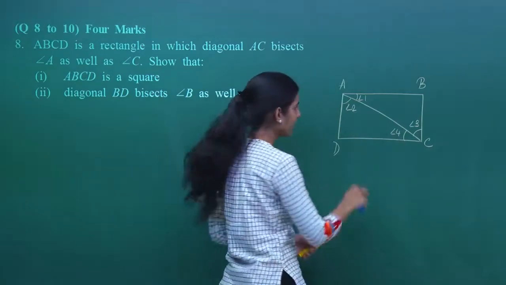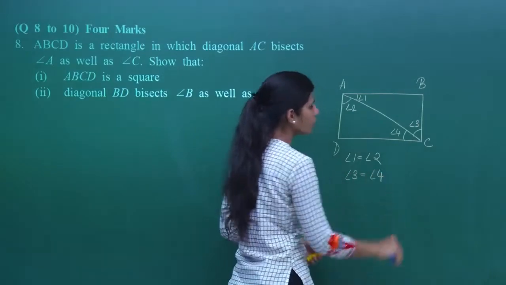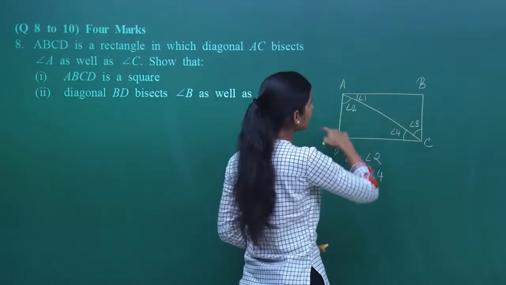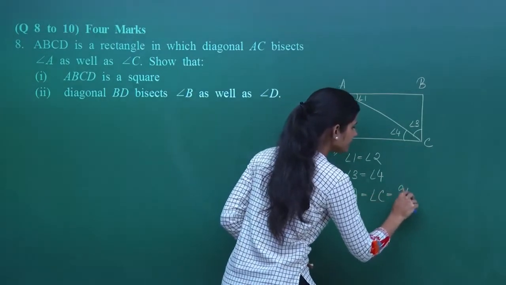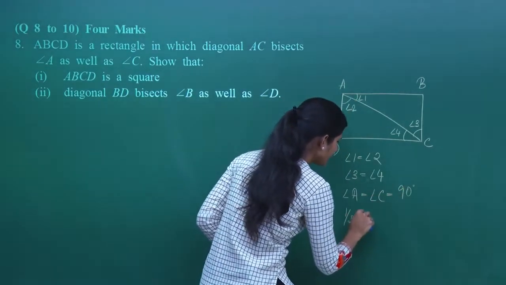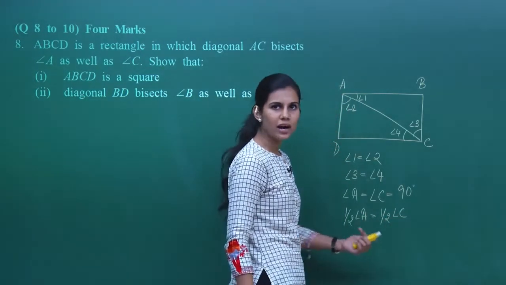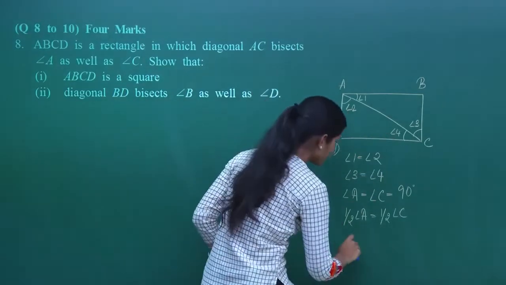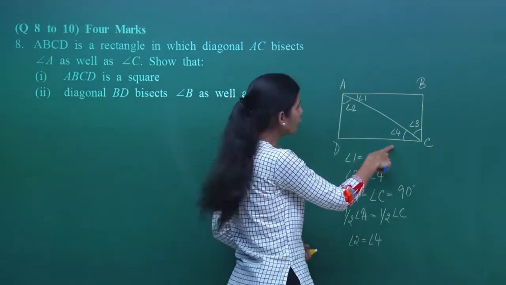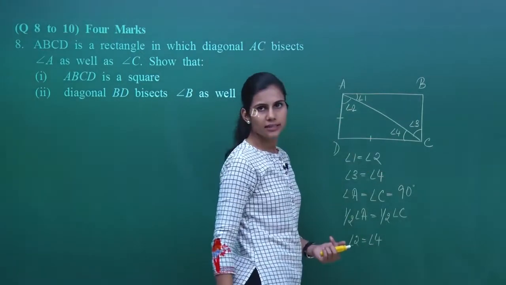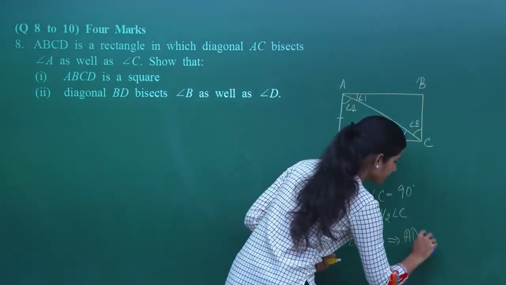Because AC is bisecting angle A, so angle 1 is same as angle 2 and angle 3 is same as angle 4. Please understand, because this is a rectangle, each angle is of 90 degrees. So, complete angle A is equal to complete angle C, which is 90. So, half of angle A will also be equal to half of angle C. If angle A is same as angle C, so halves will also be equal. So, angle 2 will be same as angle 4. If angle 2 is same as angle 4, sides opposite to equal angles are equal. So, you get AD is same as CD.